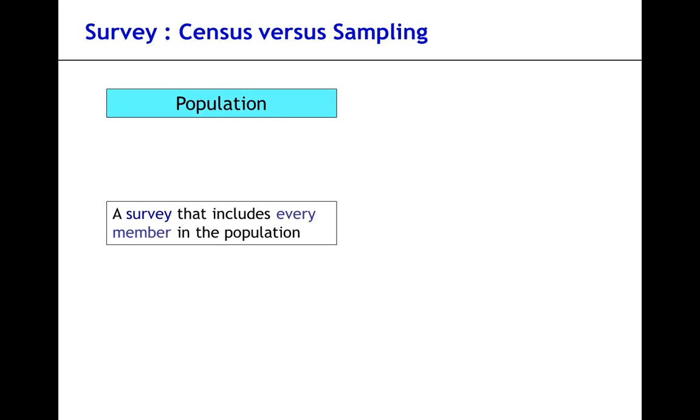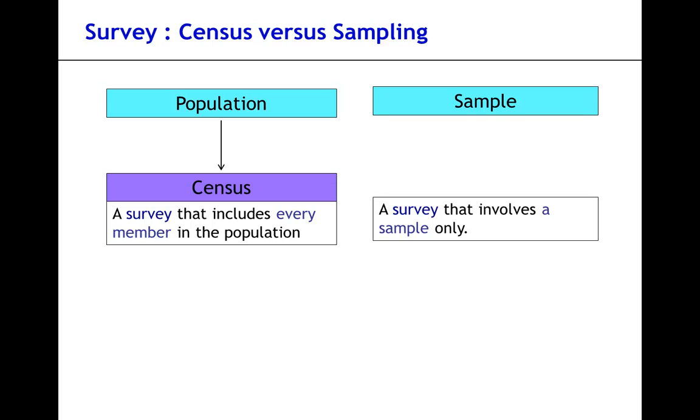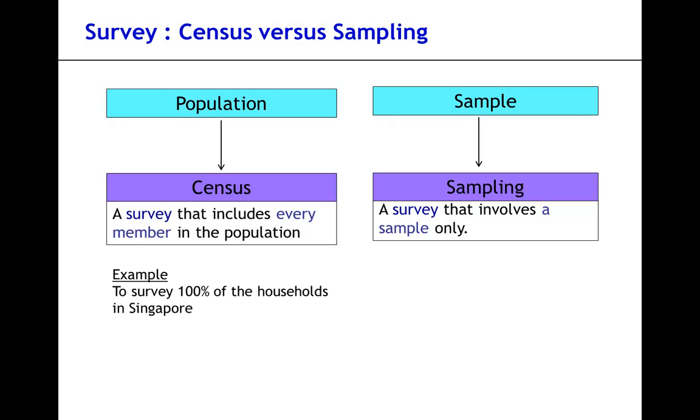When collecting data, we often conduct surveys. Surveys can be categorized into census versus sampling. If every member of the population is surveyed, then it is called a census. On the other hand, if only a sample out of the whole population is selected for the survey, then that's called sampling. For example, if 100% of the households in Singapore are surveyed, then that's called a census. But if only a sample of 30% of households are surveyed, then that's called sampling.